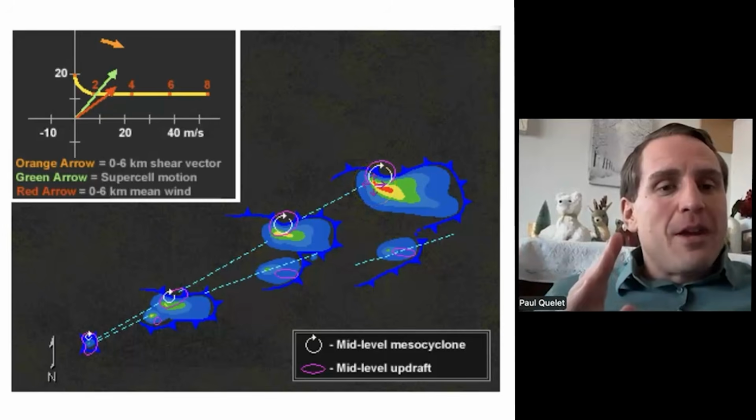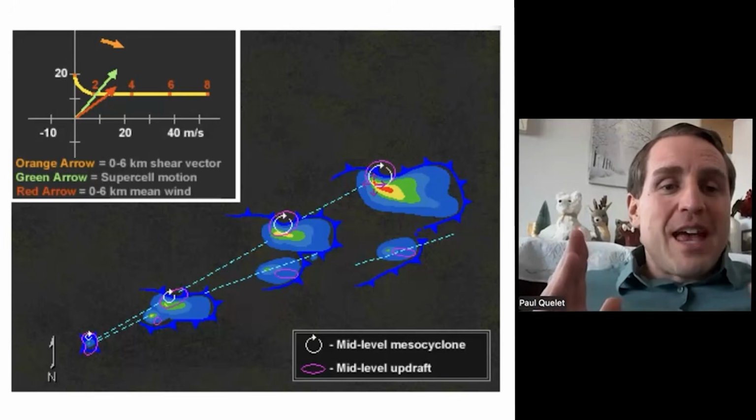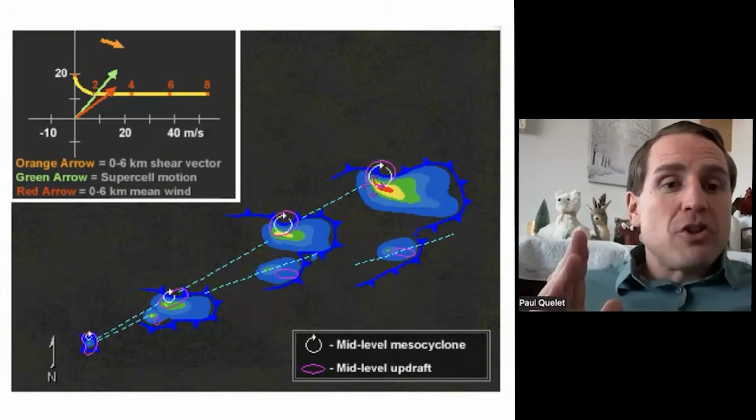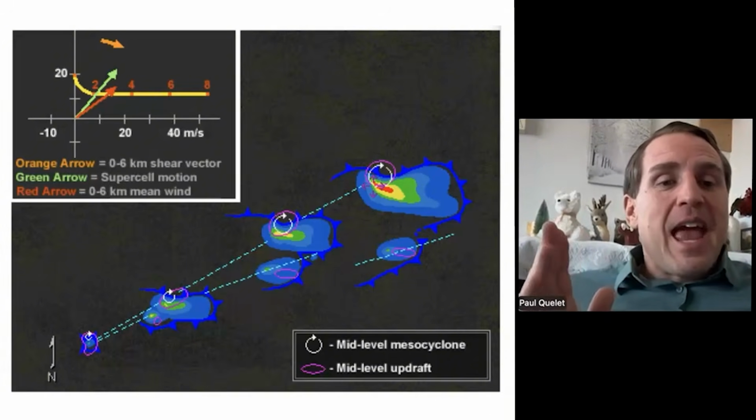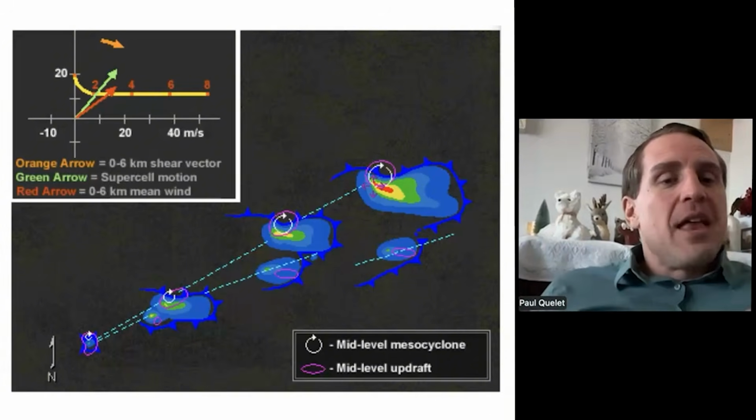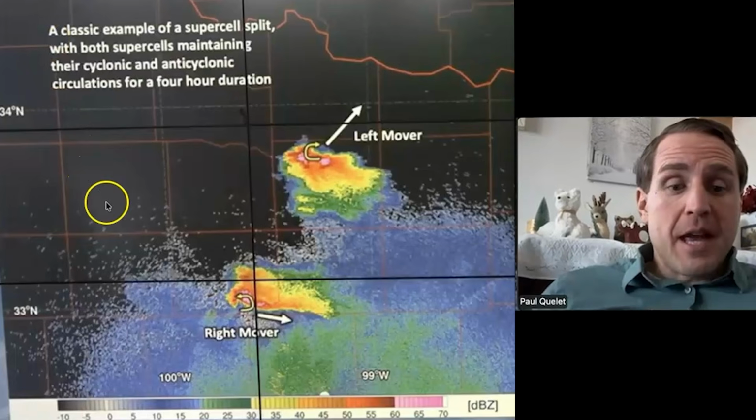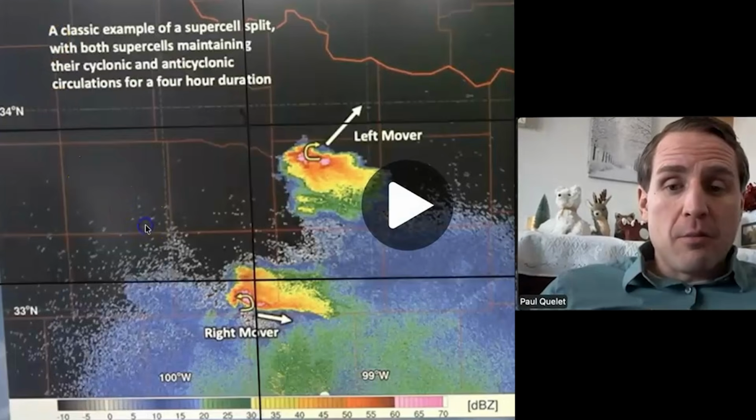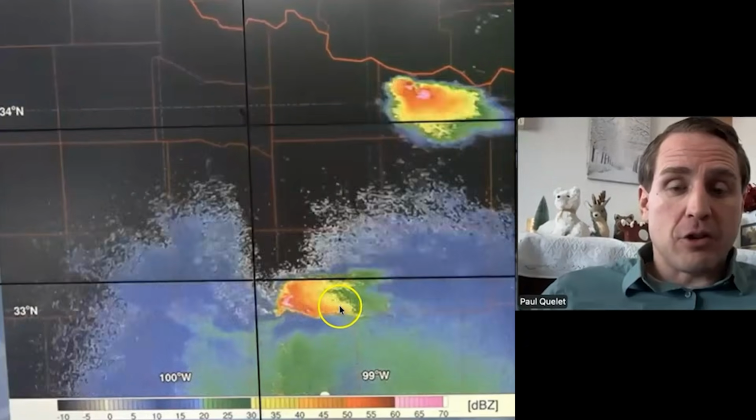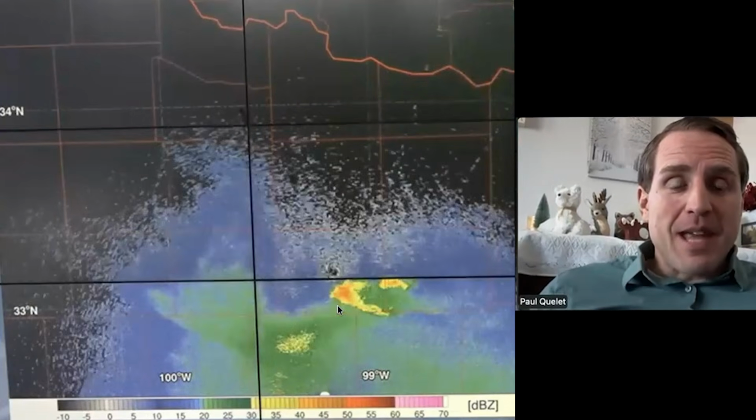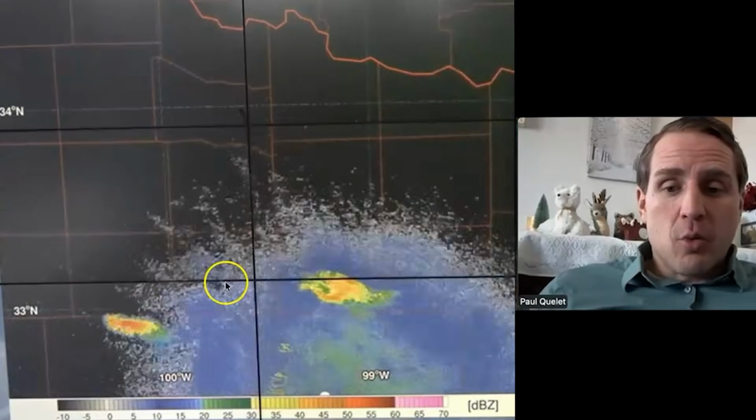In the radar animation I'm about to show, you'll see that the right mover tends to be favored more often because of the wind shear profile in the United States and because of the Coriolis force, that is the cyclonic rotation in the northern hemisphere. So here's a good example of a left mover and a right mover in terms of how these storms actually move. This is an example from Texas from April 2020.